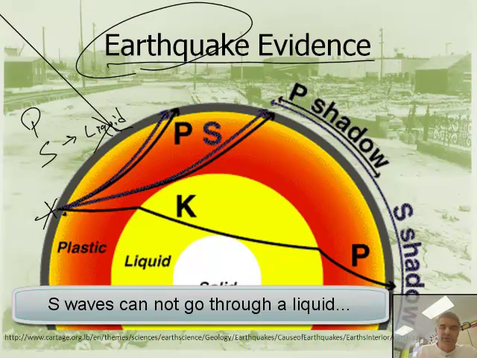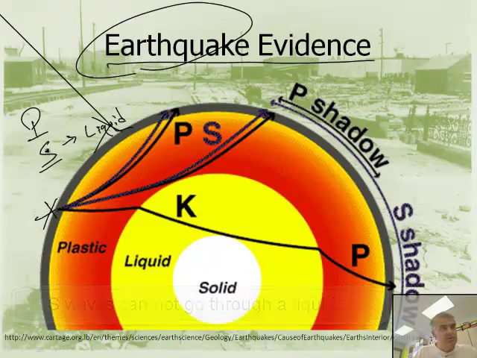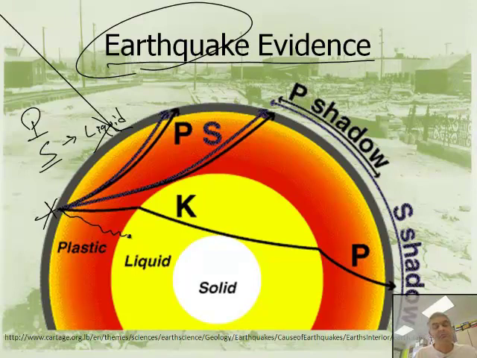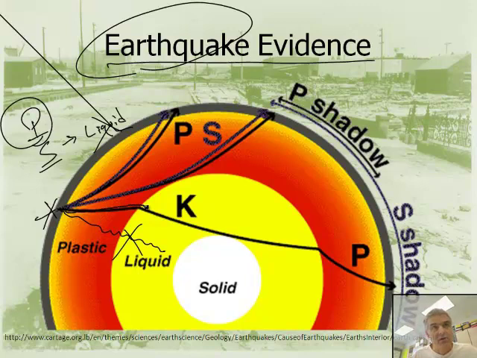There's actually more than two kinds of waves, but two kinds that we can study. When an S wave comes here and hits the liquid, it stops. It can't go through there because there's a liquid. So that's how we know where the inner core is. Now the P wave is an interesting thing. It can go through a liquid. So when it hits this liquid, it bends. It bends because of something called refraction.